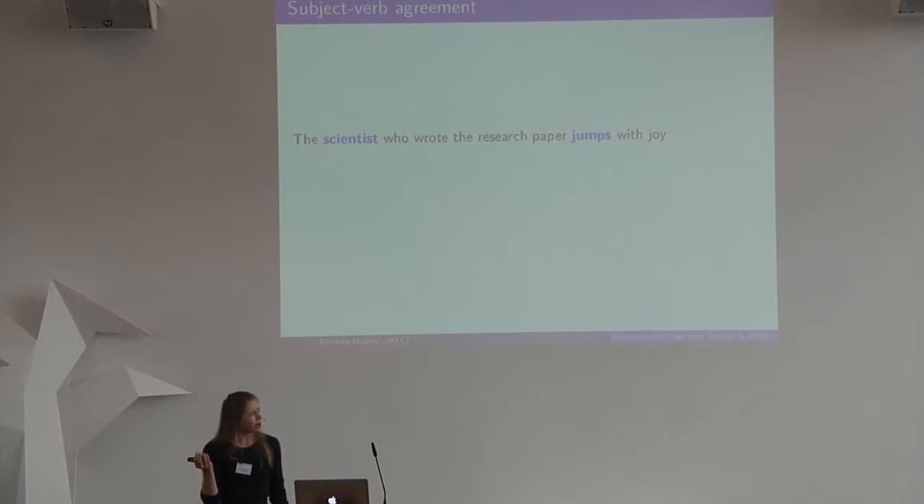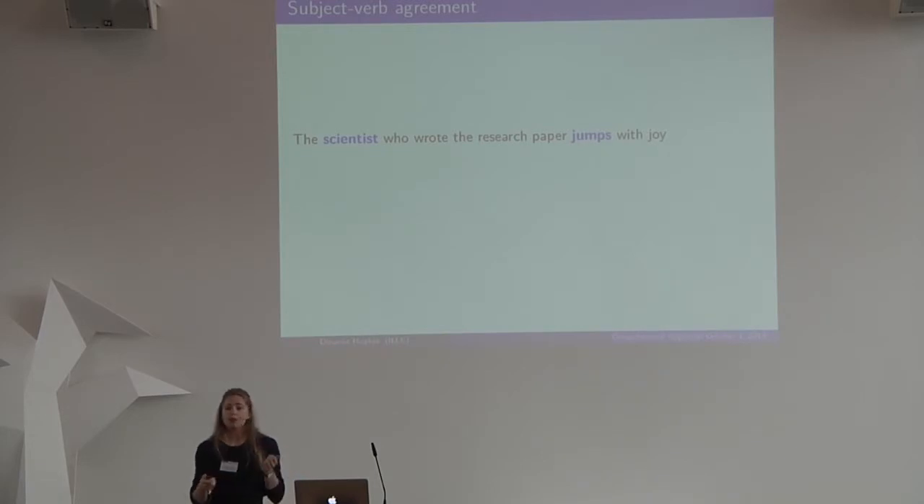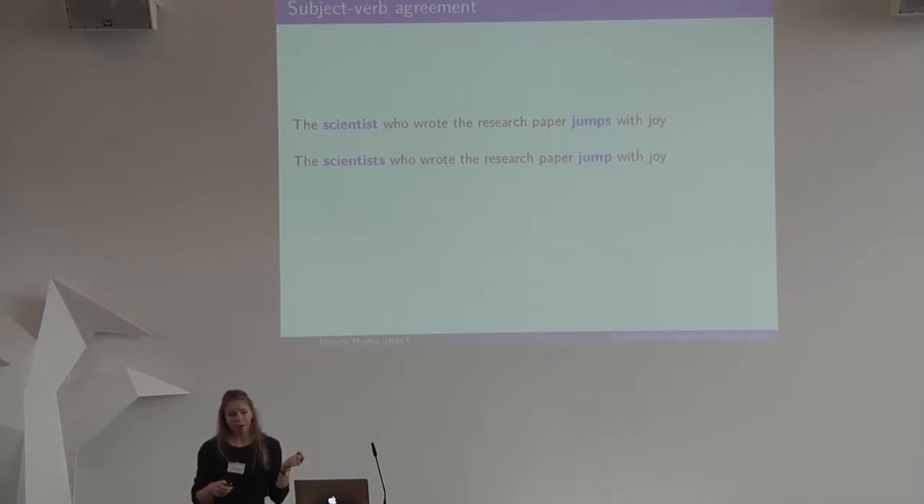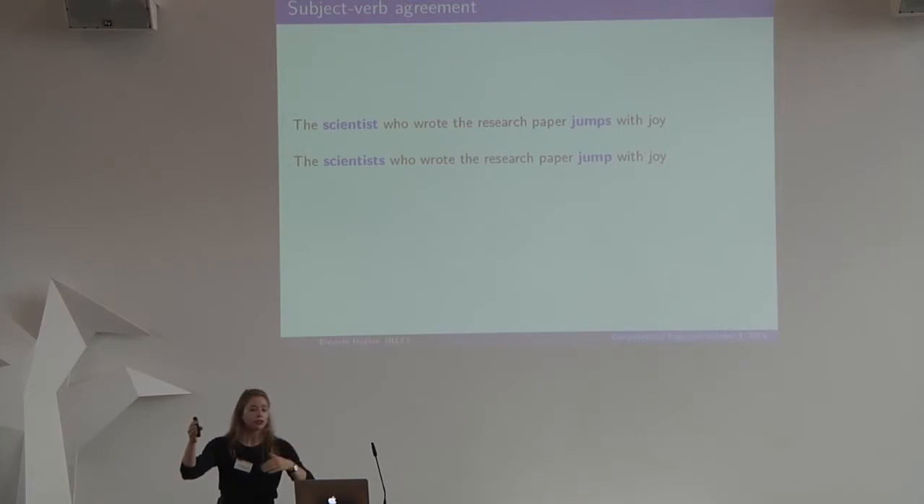In English, and actually in most of the languages that I ever looked at, which are all European languages, the verb in a sentence depends on the subject, and it needs to agree in number. So we have "the scientist who wrote the research paper jumps with joy", but "the scientists who wrote the research paper jump with joy". Already in this case, there is an embedded clause separating these two things, but in theory, the material between the subject and the verb can be arbitrarily long, which means that there is no straightforward way to model subject-verb agreement without keeping track of the syntactic structure.